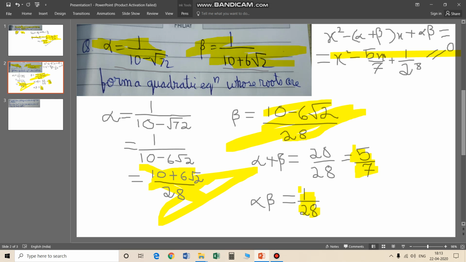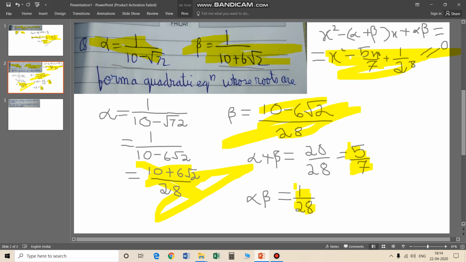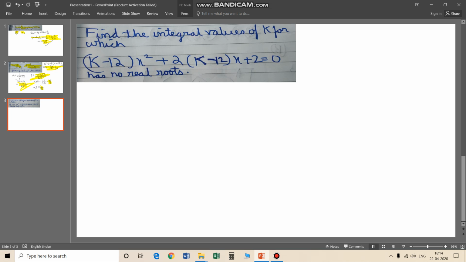Then I form the equation. A sort of scribbling. Moving on to a third question.